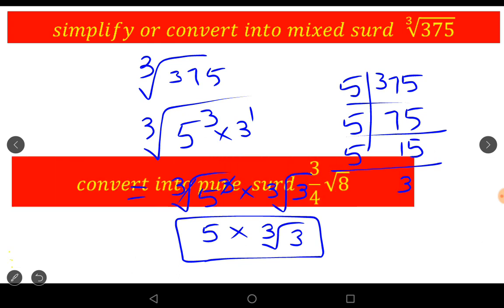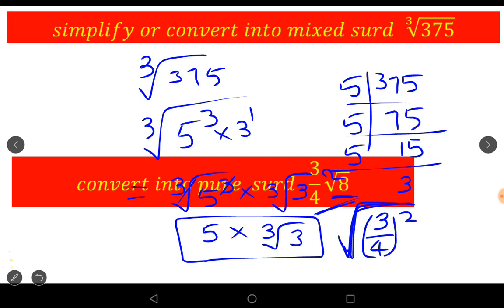Next one, convert into a pure surd: 3/4 times root 8. Here 3/4 is the rationalizing factor and root 8 is the irrational factor. The order of the irrational factor is 2, so the order of the rational factor should also be 2. So first write 3/4 with order 2, square root, and power 2.